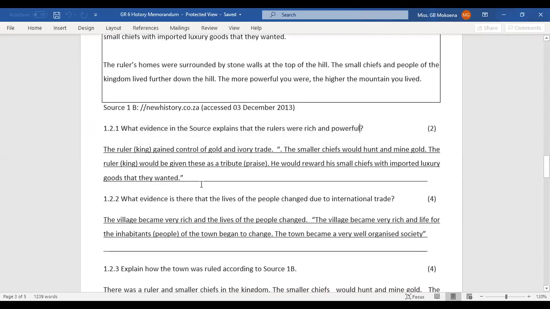So, read what you wrote. I can't see it on my screen. What evidence in the source explains that the rulers were rich and very powerful?